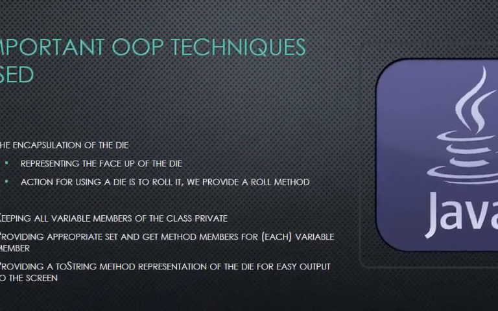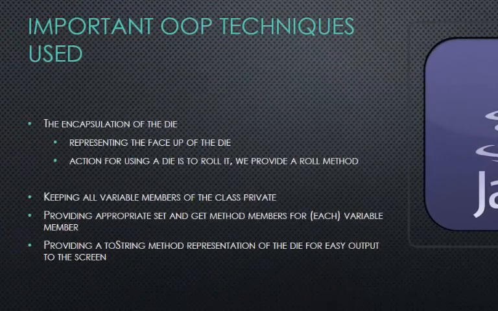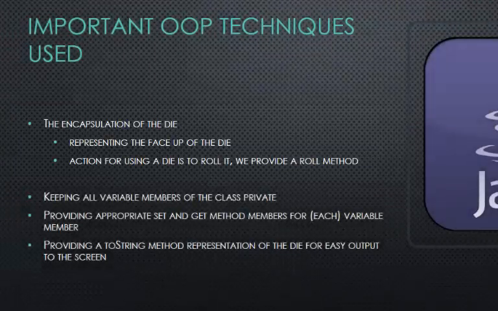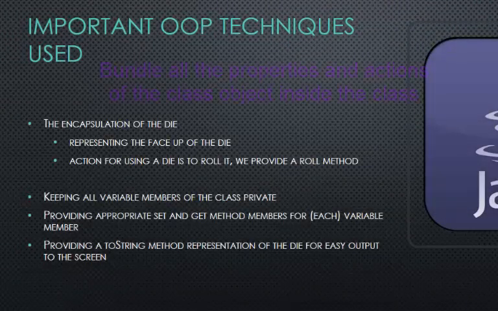Here are some important object-oriented programming techniques that you will see in this code. The first is the encapsulation of the die in terms of its properties, the face on the die, and its actions, the rolling of the die. These are built together inside class die.